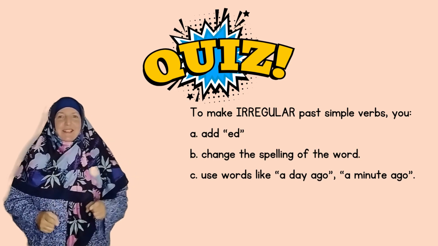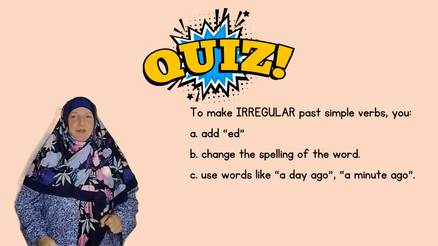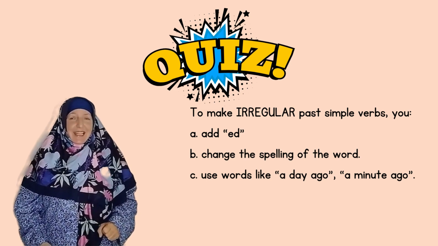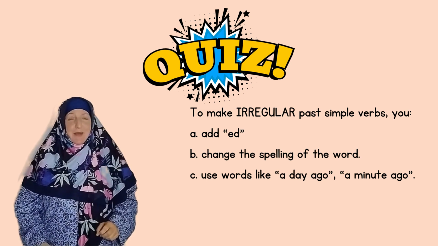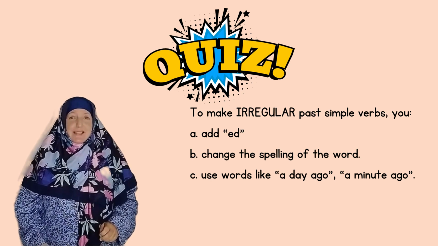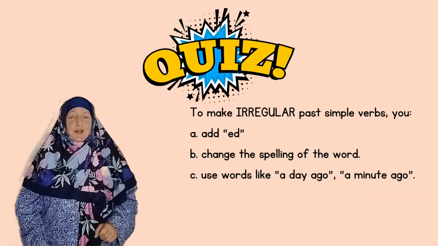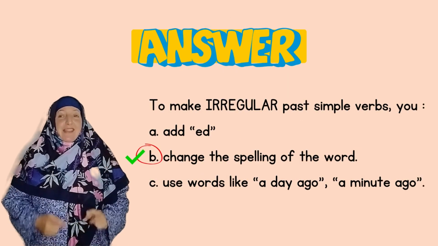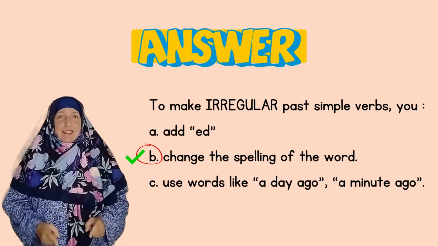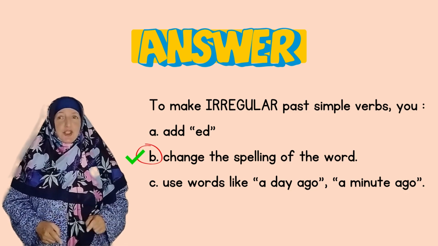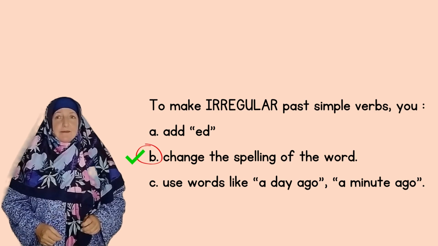Here's your next quiz. To make irregular past simple verbs, you A, add ed, B, change the spelling of the word, or C, use words like a day ago, a minute ago. The answer is B. To make irregular past simple verbs, you change the spelling of the word.